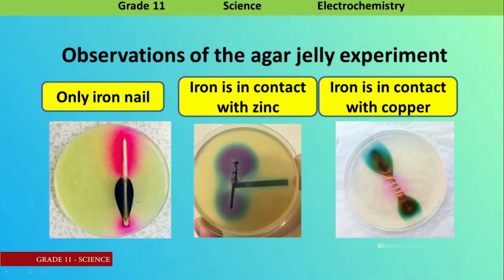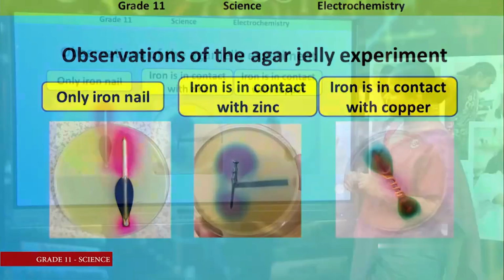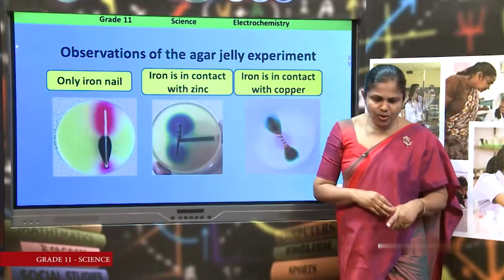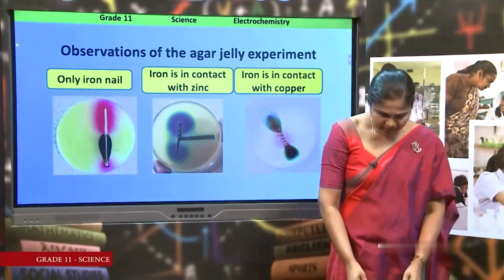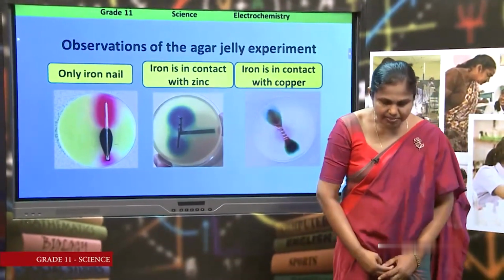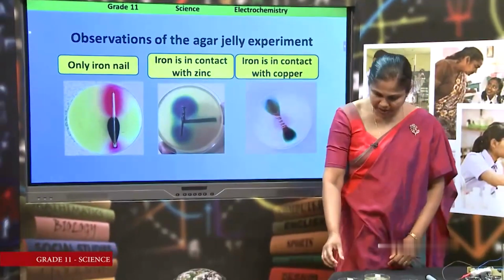Here, when the iron is in contact with zinc, you can see this is also pink. When the iron is in contact with copper, what has happened? The dark blue area is larger, and only at the middle, where the copper metal is in contact, is the pink area seen. Let me explain the reason for this, children. Before that, let's go to the real experimental setups that I have arranged for you.